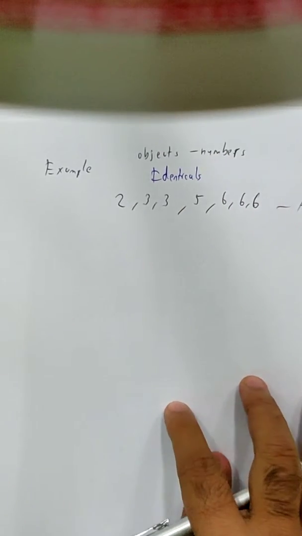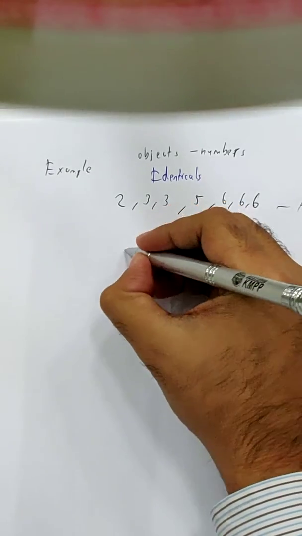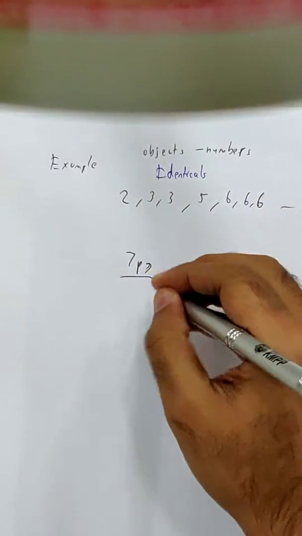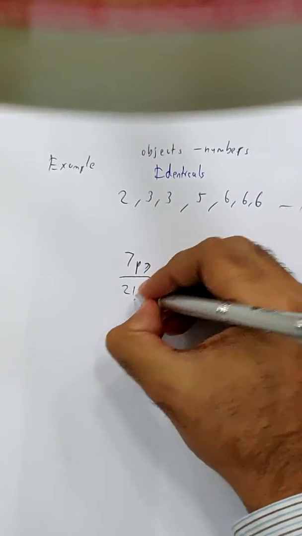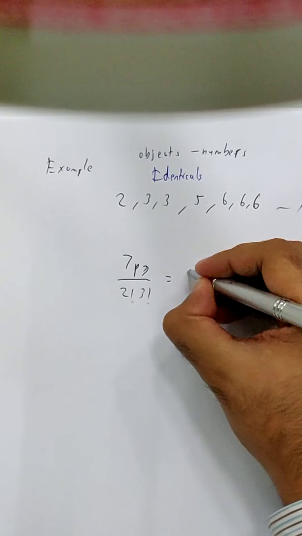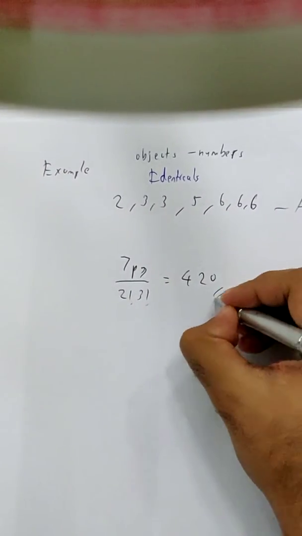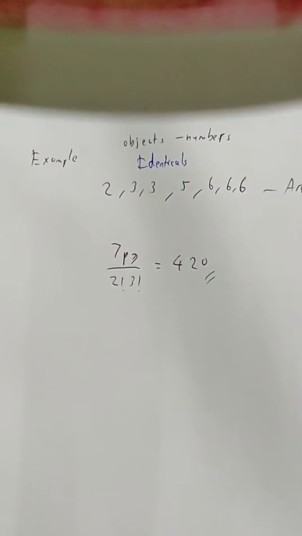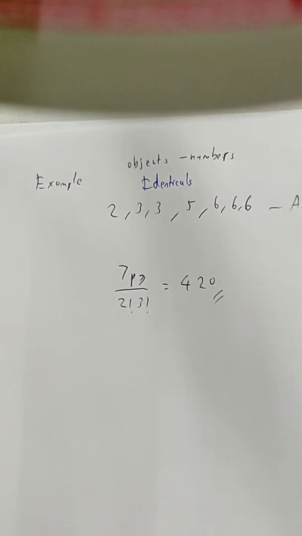What do you get? You should be getting 7p7 over 2 factorial 3 factorial, which gives you 420. Are you guys okay? Very good. Can we move on?